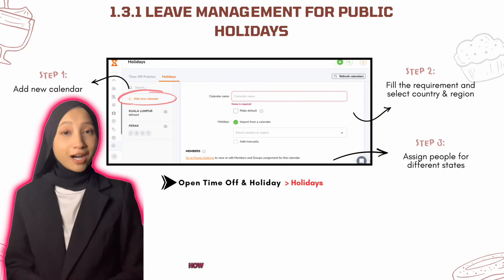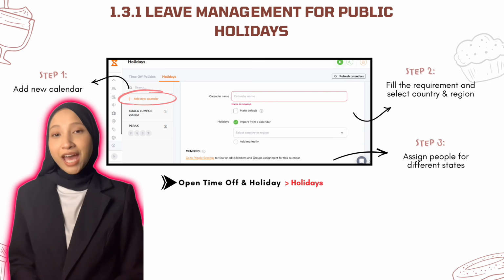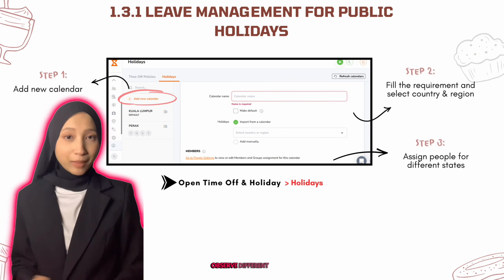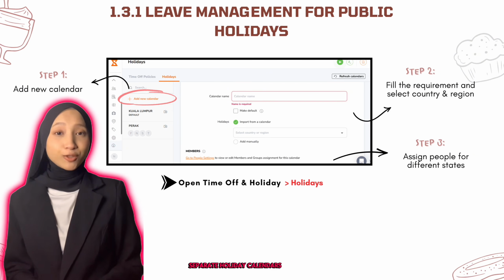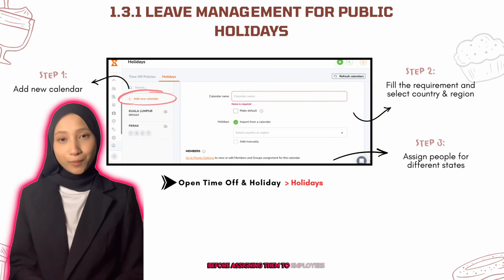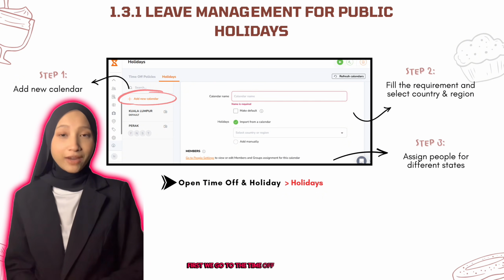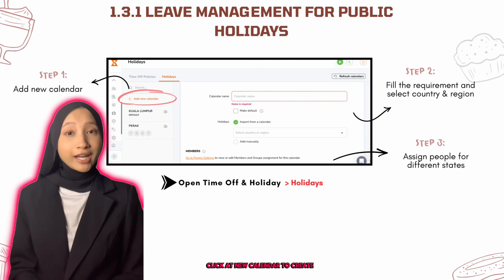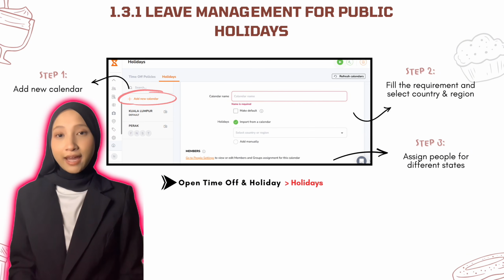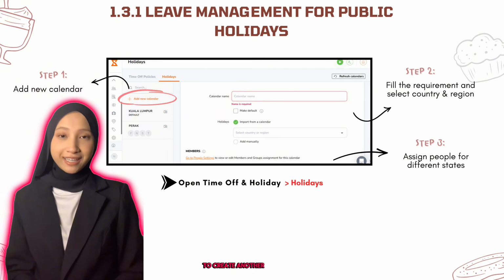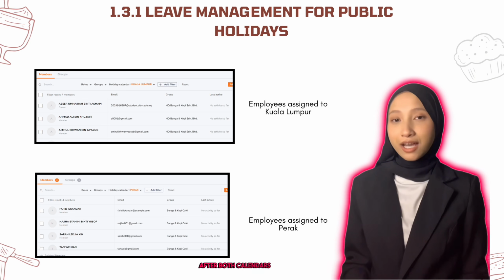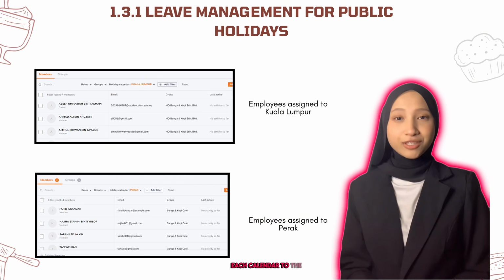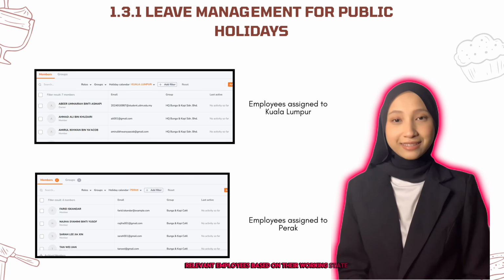Next, I will demonstrate how public holidays are managed in the system. As different states in Malaysia observe different public holidays, separate holiday calendars need to be created before assigning them to employees. First, we go to the time off and holiday sections and select holidays. Click Add New Calendar to create the Kuala Lumpur holiday calendar. Then, repeat the same steps to create another calendar for Perak. After both calendars are created, assign each calendar to the relevant employees based on their working state.